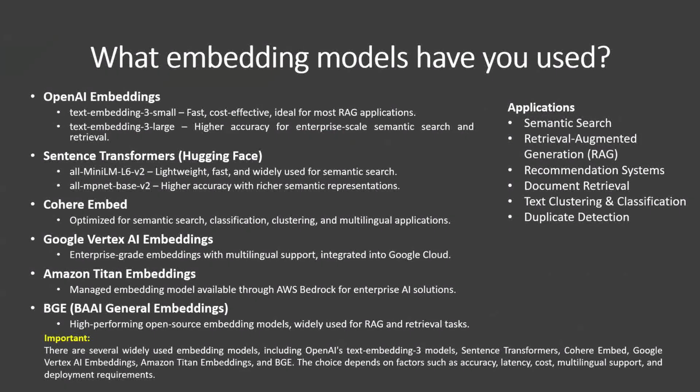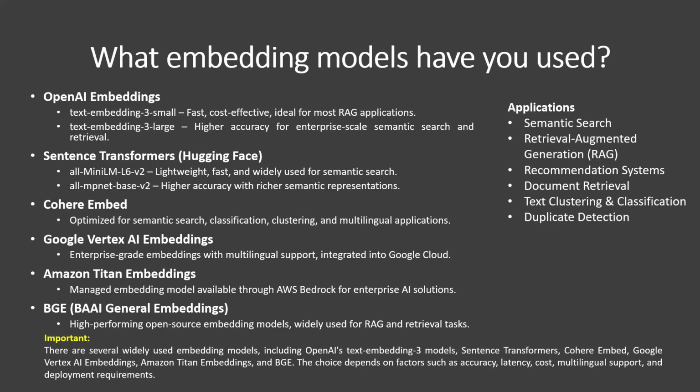The next question is, what embedding models have you used? Here we need to say like this: OpenAI embeddings, Sentence Transformers, Cohere Embed, Google Vertex AI embeddings, Amazon Titan embeddings, and BAAI general embedding. So what are OpenAI embeddings? Here, text-embedding-3-small is fast, cost-effective, and ideal for most RAG applications. Another one is text-embedding-3-large. It gives higher accuracy for enterprise scale semantic search and retrieval.